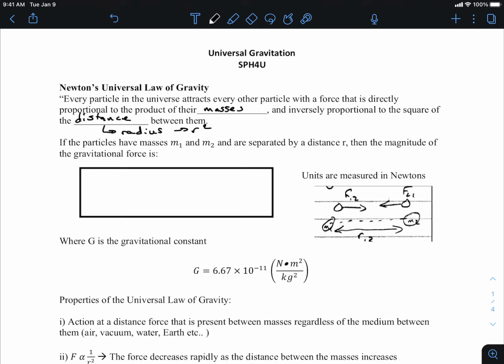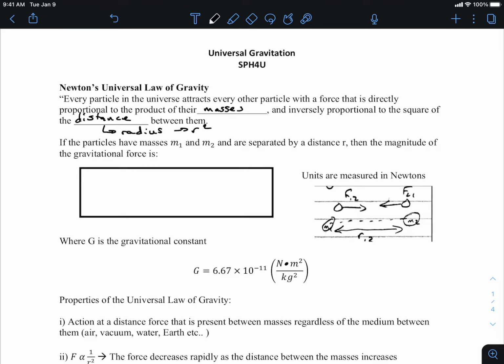Proportional to means increases or decreases by the same amount. So if I increase the masses, the force increases, since it's directly proportional. And if we increase the distance between those masses, we decrease the force. That's what it means by inversely proportional.